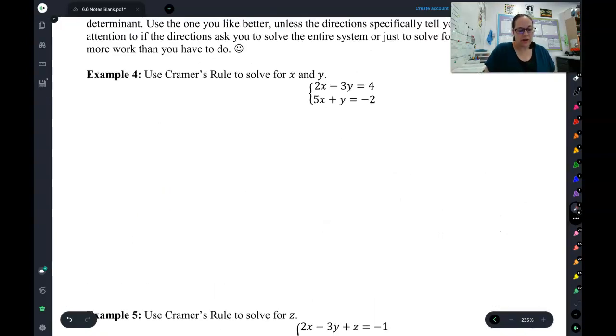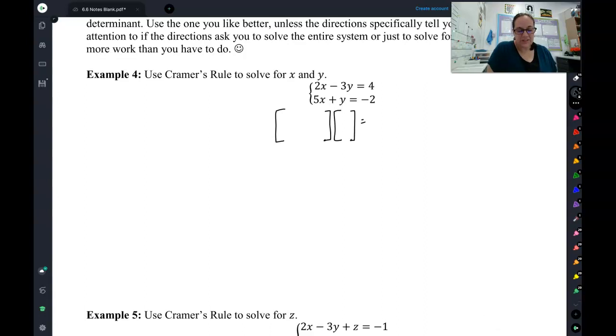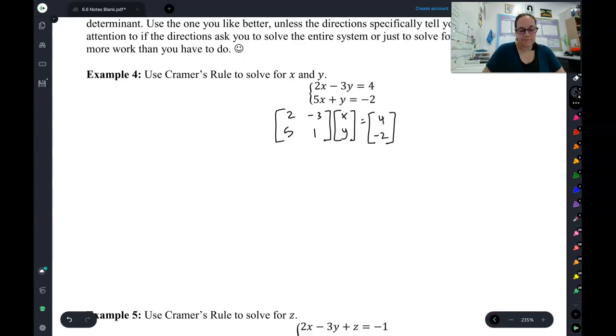So let's try an example here in example 4. Here we have a 2 by 2. We're going to start by writing it as our three matrices: our coefficient, our variable, and our constant. So coefficient matrix, 2, -3, 5, 1. Variables are x and y. And our constants are 4 and -2.